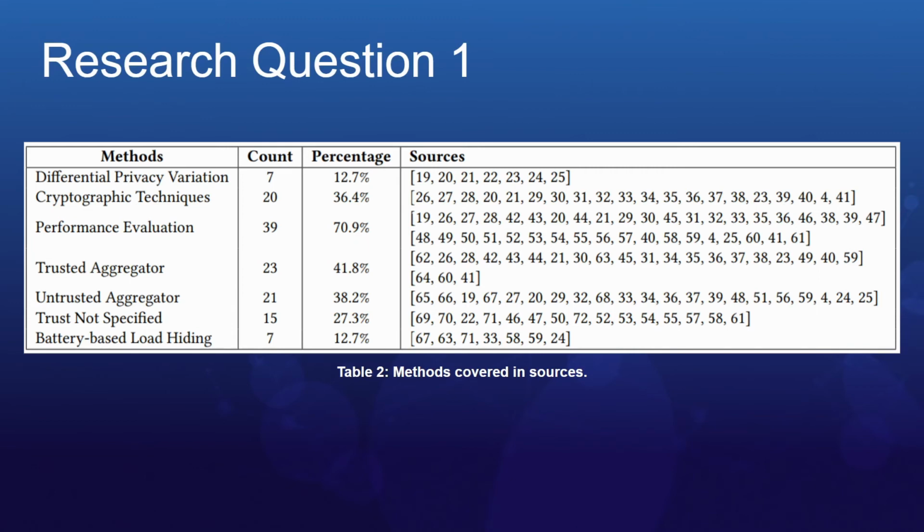Knowing whether the aggregator, usually the utility company, is trusted is an extremely important topic. And sadly, 15 of the 55 papers did not clearly specify what trust model they were using. Of the ones that did specify, there was a nearly even split on the trust models used. 4 of our sources implemented both. We found 7 that implemented a differential privacy variation, 20 used cryptographic techniques, quite a lot, and only 7 discussed battery load hiding methods. I'll talk more about battery-based load hiding later.